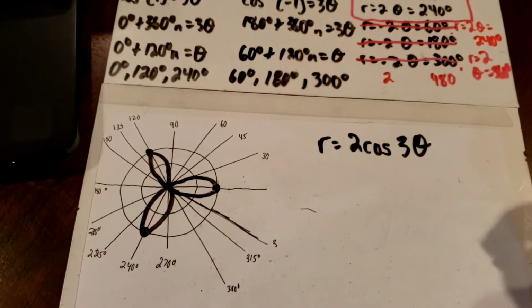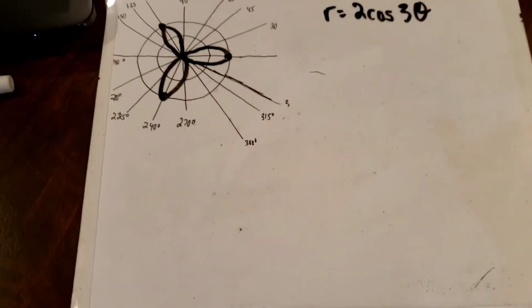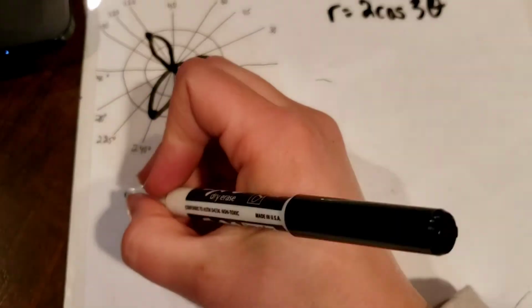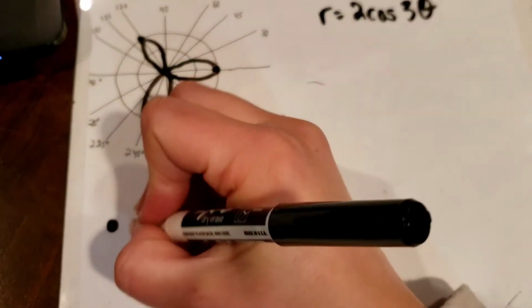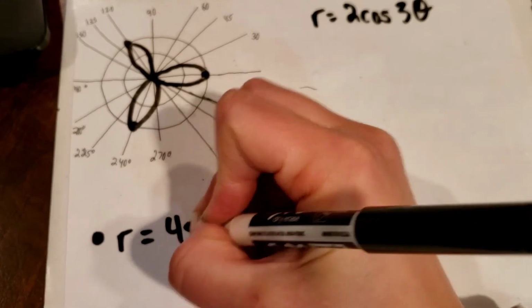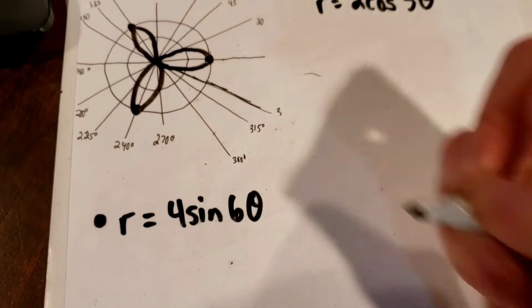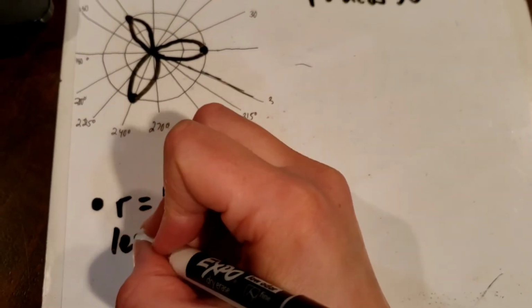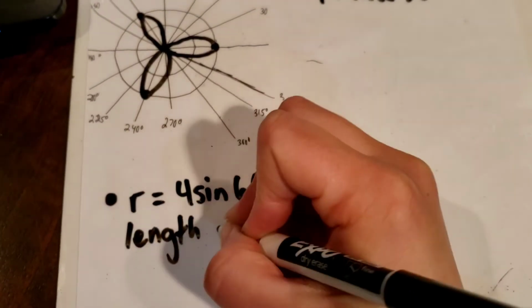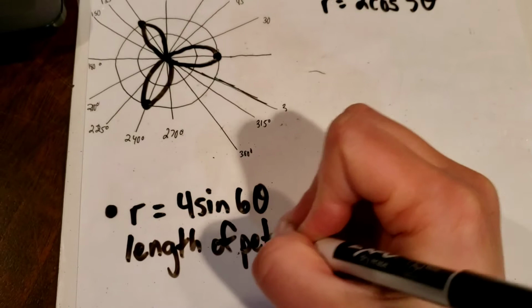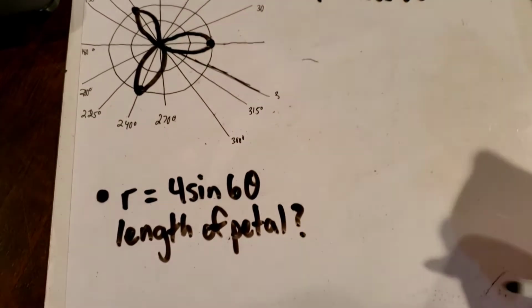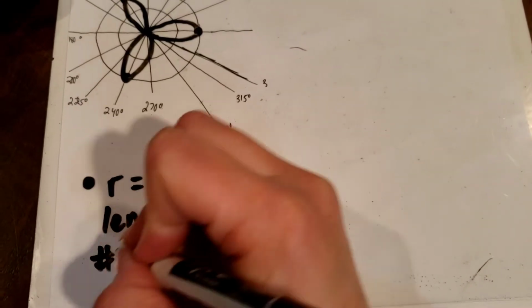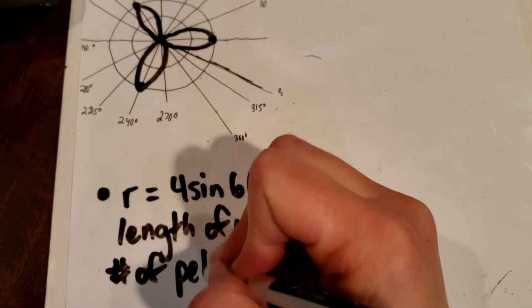There it is. So, I'm going to write something down. Why don't you write this down as well? Why don't you write down r equals 4 sine of 6 theta. And what I want you to tell me is, what is the length of the petal from the center to the tip of the petal? And why don't you tell me the number of petals you will have?